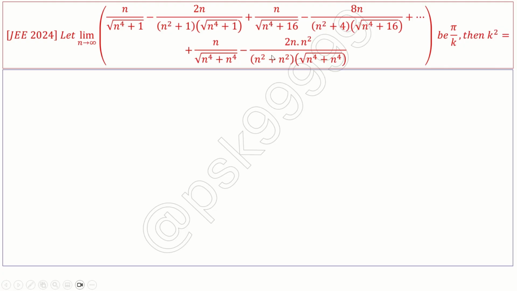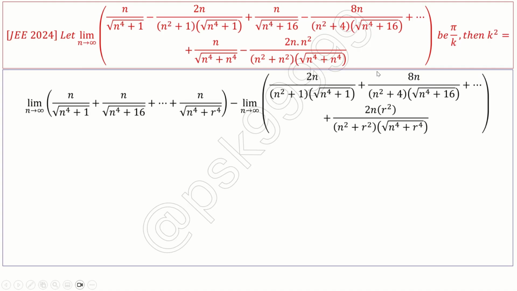If this limit is equal to pi by k, then what is k squared? So first thing is convert this into two separate limits, because there are two series involved here. So limit n tends to infinity, n by square root of n to the power of 4 plus 1, plus n by square root of n to the power of 4 plus 16, up to n by square root of n to the power of 4 plus r to the power of 4. Similarly, the second limit I also wrote here.